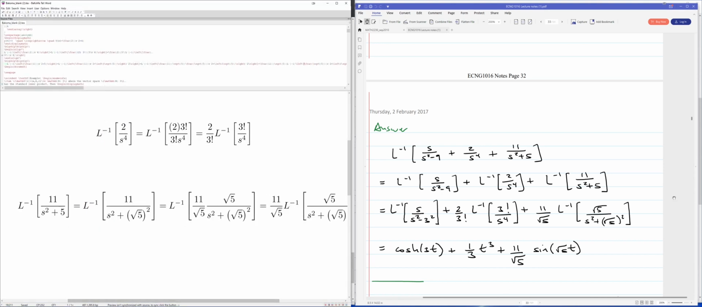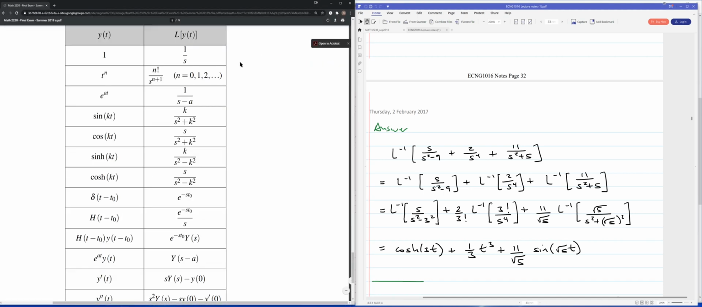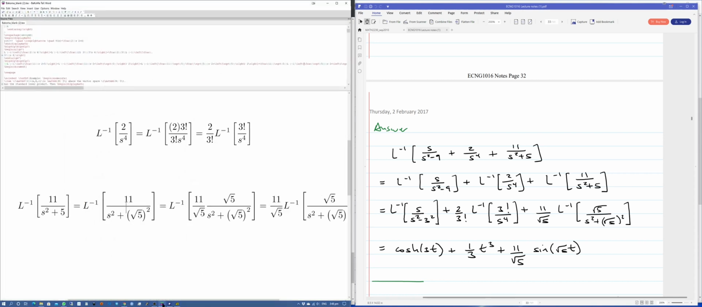This is what I want to get when I take the Laplace inverse of 11 on s squared plus 5. Recall that I want something squared here, where before I had k squared. Now the 5 over here, I can always write as square root of 5 squared. It's the same thing, since square root of 5 squared is just equal to 5. So I just rewrote this 5 as something squared.